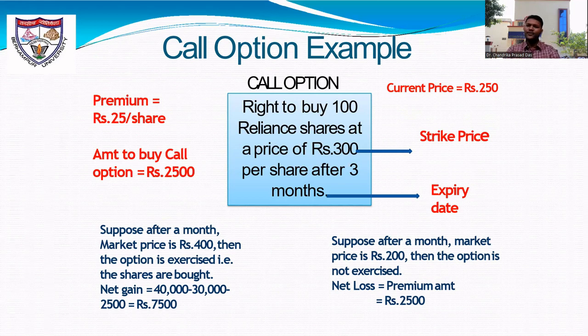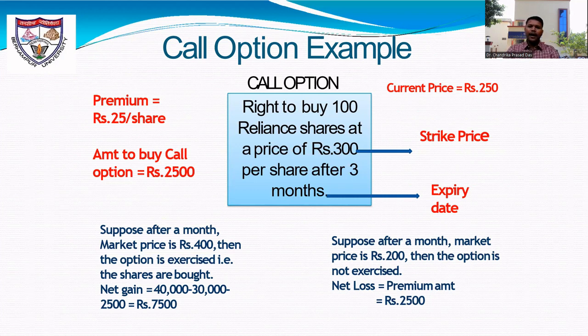Call option means right to buy 100 Reliance shares at a price of rupees 300 per share after 3 months. Rupees 300 will be your strike price. After 3 months will be your delivery date or expiry date. And your current market price is 250. So to purchase 100 Reliance shares, you have to pay premium of rupees 25 per share, and for 100 shares, that is 100 into 25, that is 2500.